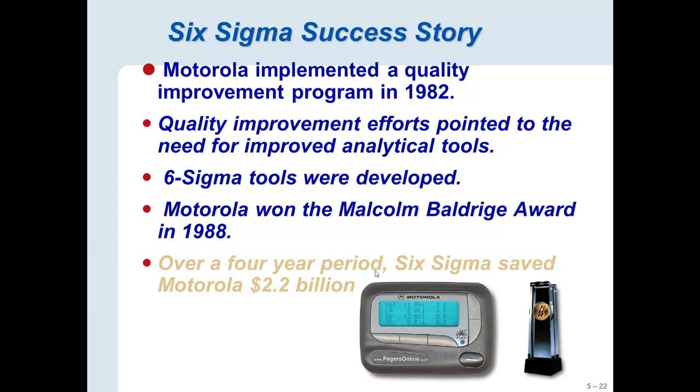There are several success stories. The first success story of Six Sigma is from Motorola in 1982. Motorola also gained the Malcolm Baldrige National Award, which we will discuss later, in 1988. After achieving Six Sigma, Motorola was able to reduce cost by about 2.2 billion.